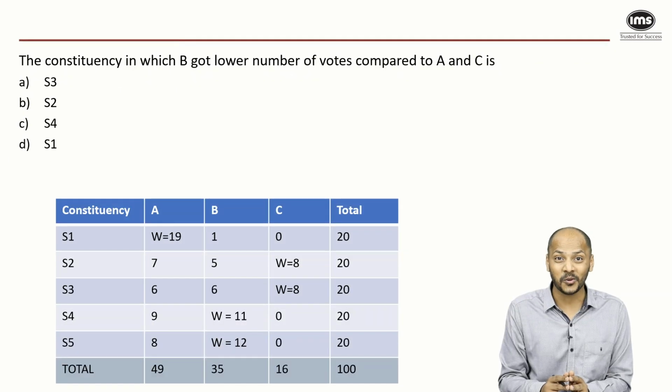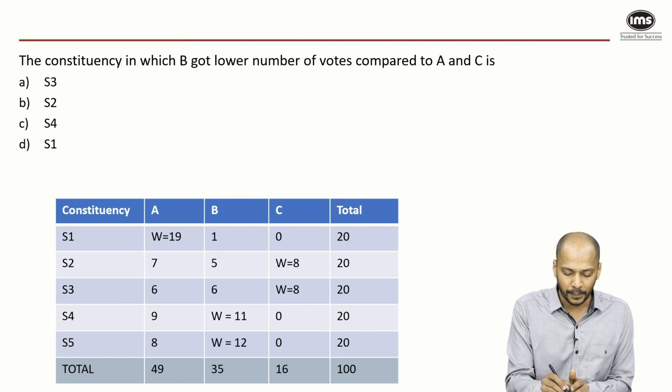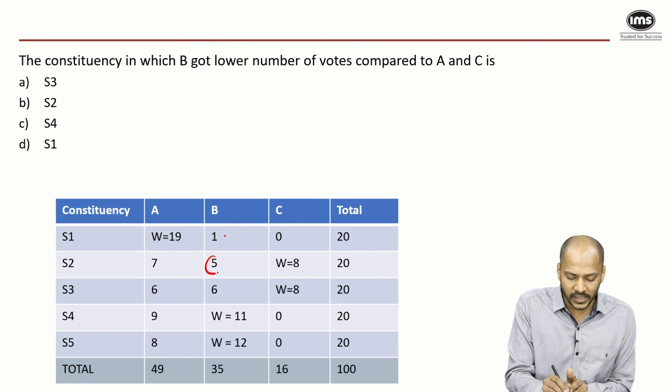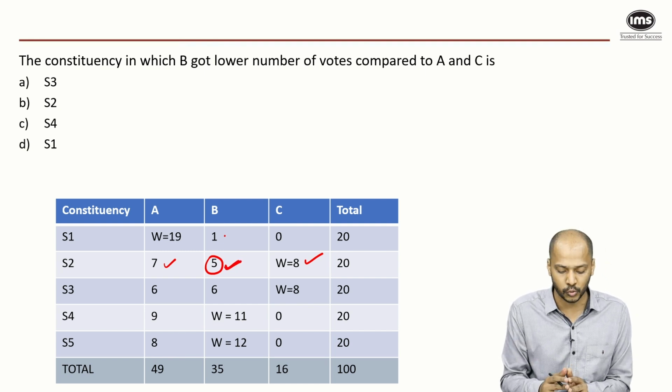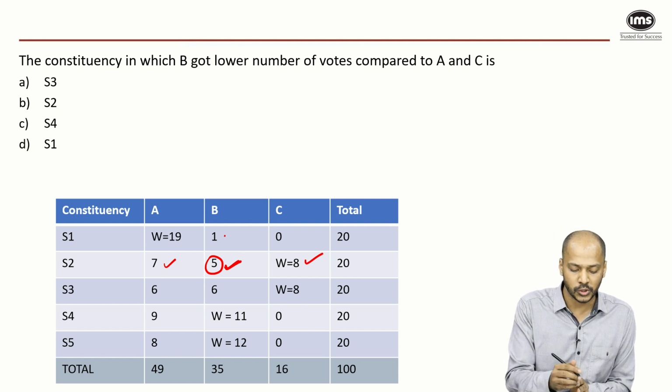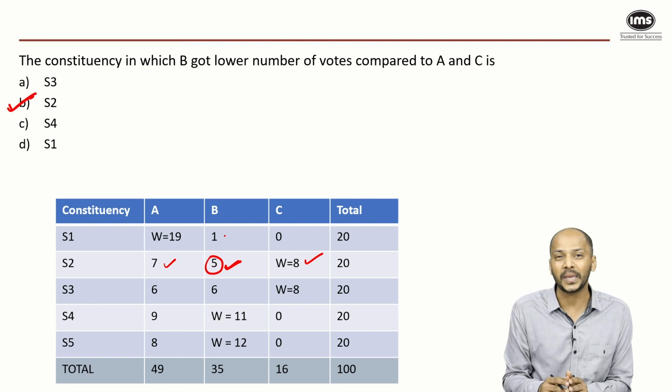And the last question of this set, the constituency in which B got lower number of votes compared to A and C is. So if you look at the numbers, B has got more than C in S1. In S2, B has got 5. A also has got more than B. C also has got more than B. Clearly, the answer that we are looking for is constituency S2. And therefore, the answer to this question is S2, which is nothing but option B.